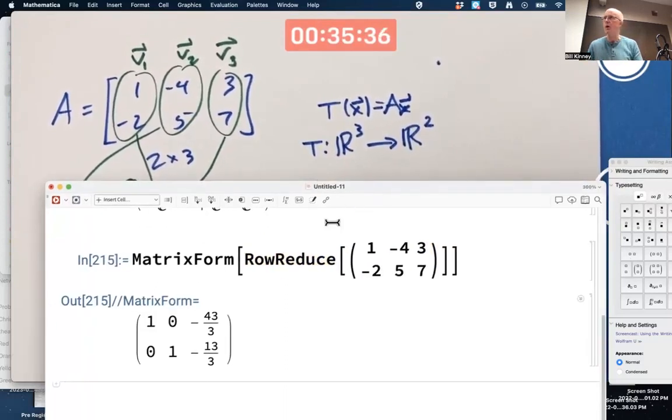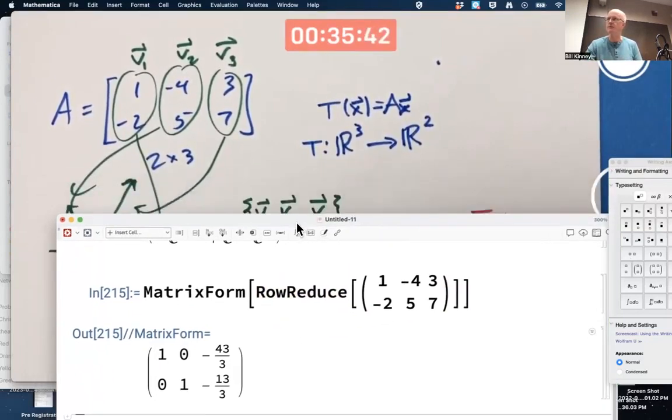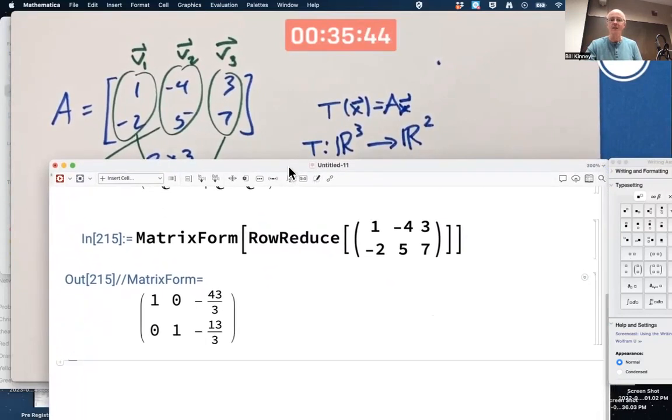I've got a pivot in each row. No row of zeros. That's enough to prove that the transformation is onto. Why? Well, if you imagine doing an augmented matrix with an arbitrary A and B over here, a 2x4 augmented matrix, and did the row operations, I'd have some transformed version of A and B over here, and I'd be able to solve. Because I have a pivot in every row, I'd be able to solve.